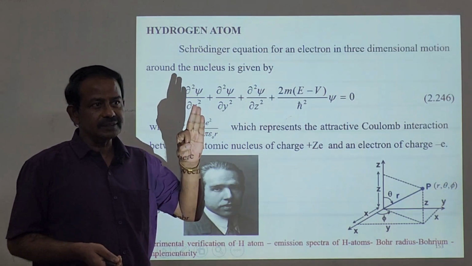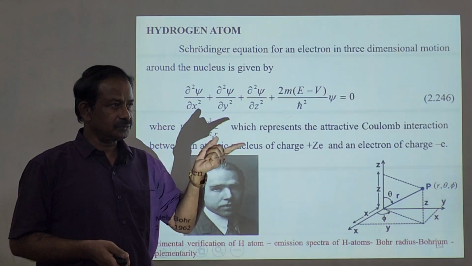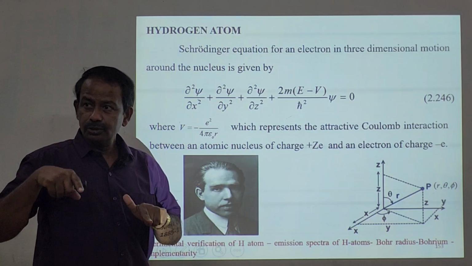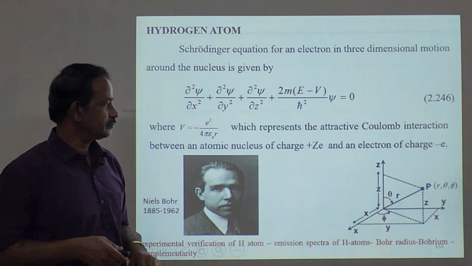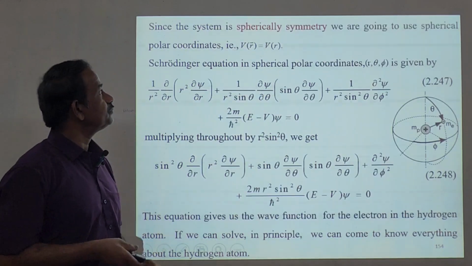So we have three coordinates. R goes from 0 to infinity, theta goes from 0 to pi, and phi goes from 0 to 2 pi. Okay, you have to remember this. This is about the spherical polar coordinates.